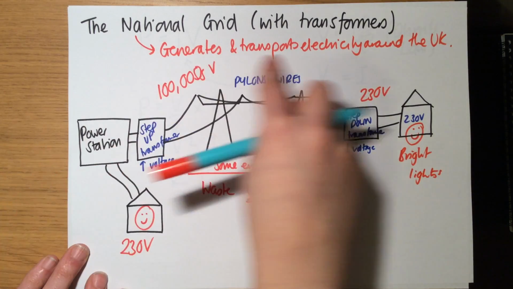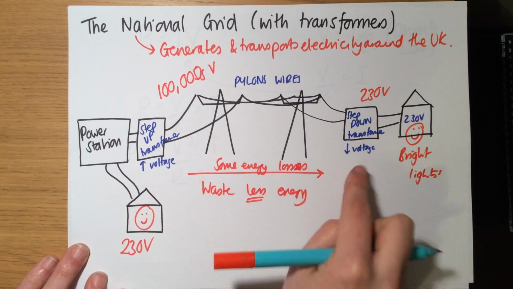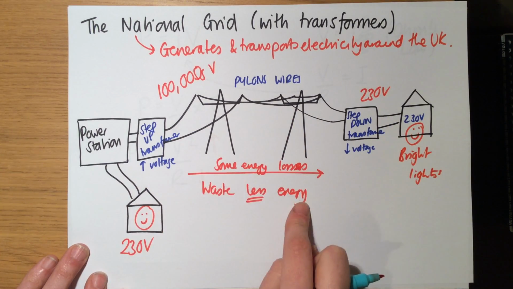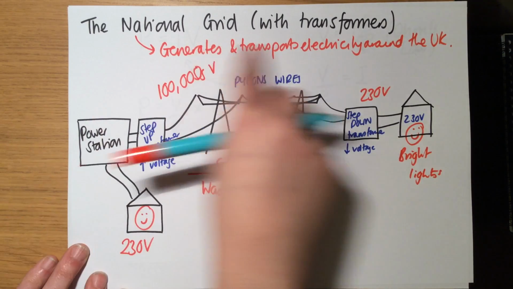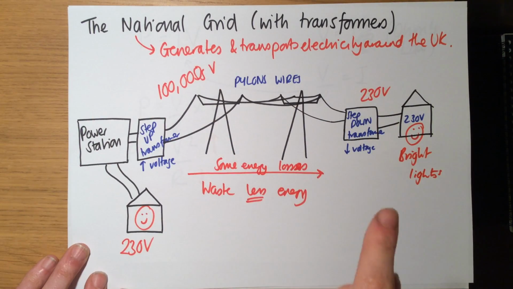So the national grid just generates and transports electricity around the UK, but it uses transformers to reduce the energy losses in the power cables, which means that people far away can have higher voltage electricity because you haven't lost that energy.